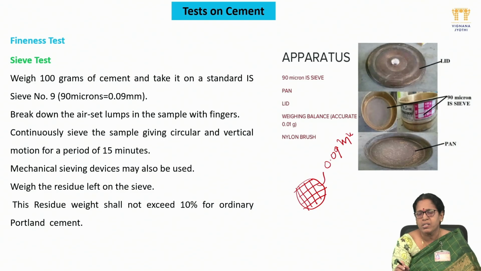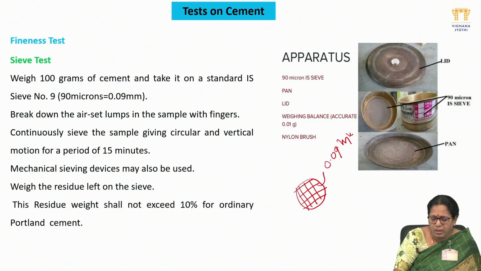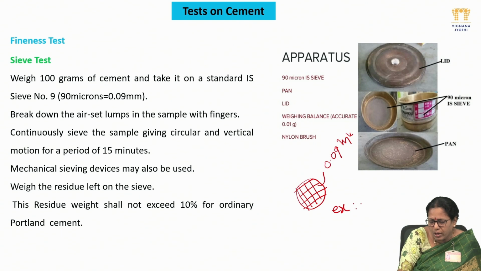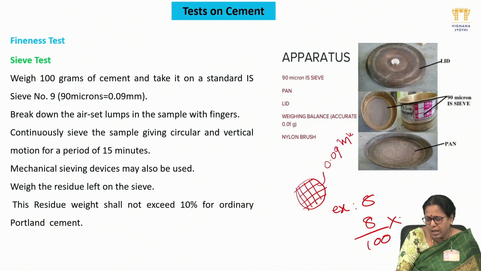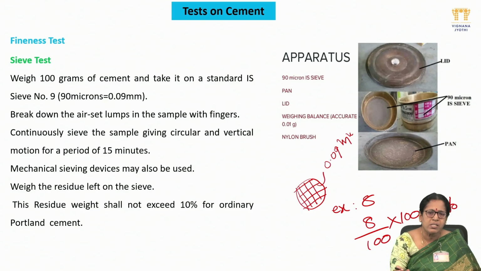After 15 minutes, take out the cement and weigh the residue left over on the sieve number 9. The residue left over divided by the sample taken into 100 will give you the percentage of fineness of your cement. For example, if you are left with 8 grams of cement, what is the sample size we took? 100 grams. 8 divided by 100 into 100 is 8%.